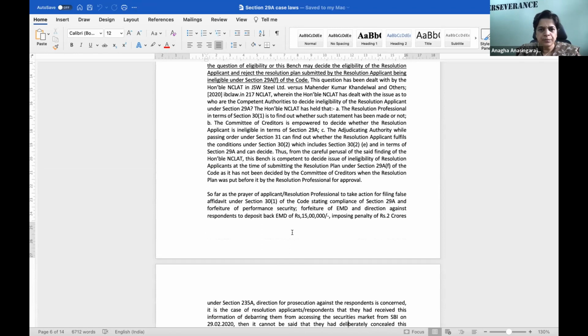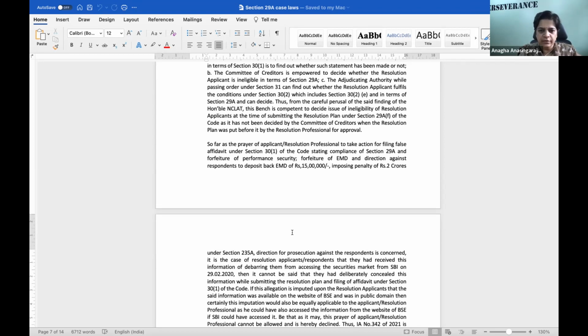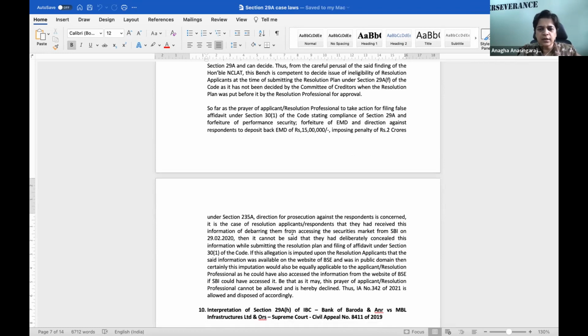So again, going further, what the resolution professional had done in this case was that when he filed that application saying that this person is not eligible, he had made a prayer to the effect that action be taken against the resolution applicant for filing a false affidavit under section 31 of the code, stating compliance under section 29A, and that the performance security should be forfeited. The EMD should also be forfeited, and a direction against the respondents to deposit back the EMD of 15 lakhs, imposing a penalty of 2 crores under 235A, direction for prosecution against the respondents, and all those things. So all those prayers had been made by the resolution professional against the RA.